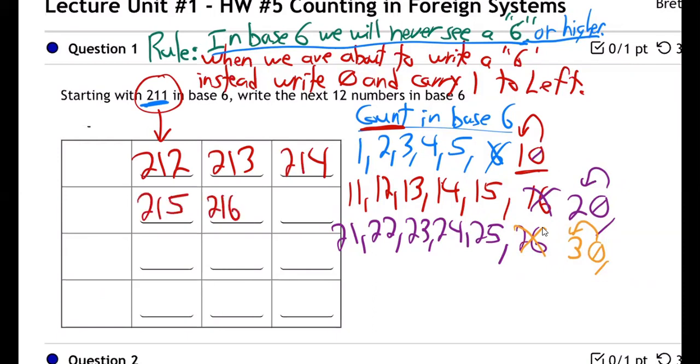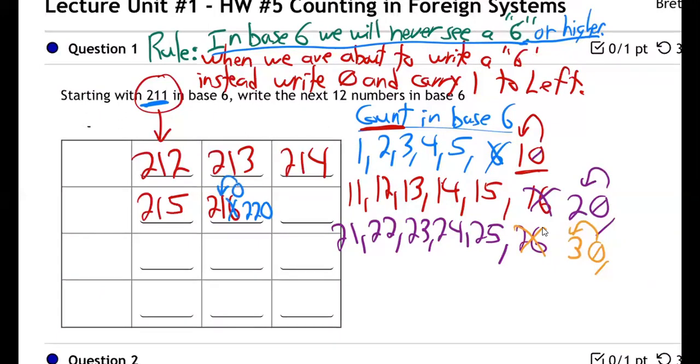215, 216, but nope. You can't do that, right? I cannot write a 6 or higher in base 6. Can't do it. So what do you do? You instead write a 0 right there and carry to the next spot. So that's going to be 220, isn't it? Everybody see that? So whenever you write a 6, instead cross it out, write a 0, and carry 1 to the left. That's exactly what we do in our system.